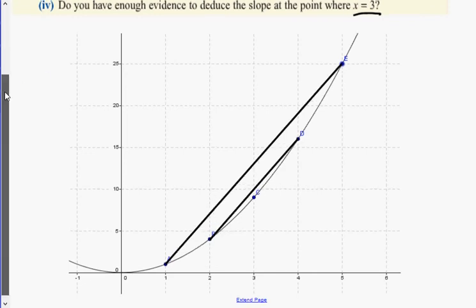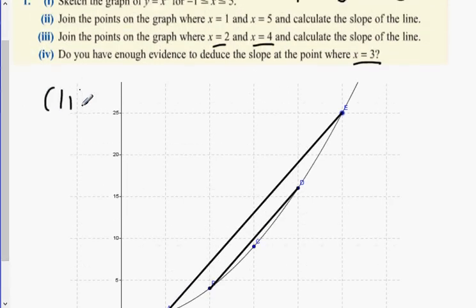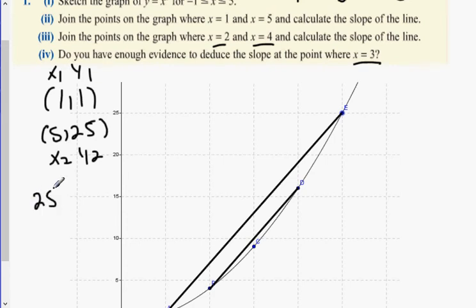So for example, let's put down these 2 points. It's 1, 1 and 5, 25. Let's find the slope of this. y2 minus y1 over x2 minus x1: 25 minus 1 over 5 minus 1 gets me 6. The slope is 6. Okay?